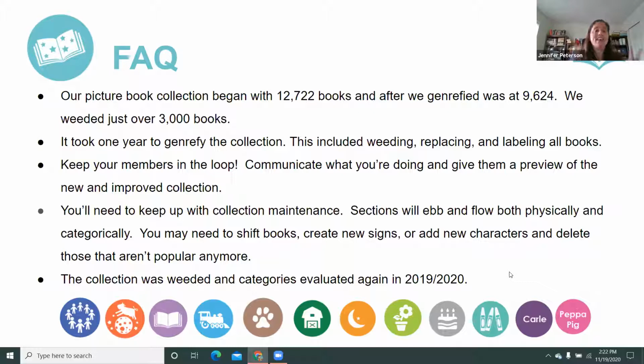What we were finding is that our "more" category was getting really big. And so that was part of this weeding project that I did over the past year, to evaluate that "more," and see if those books can fit better in other places. So you're just ebbing and flowing and keeping up with your collection as it grows and develops.